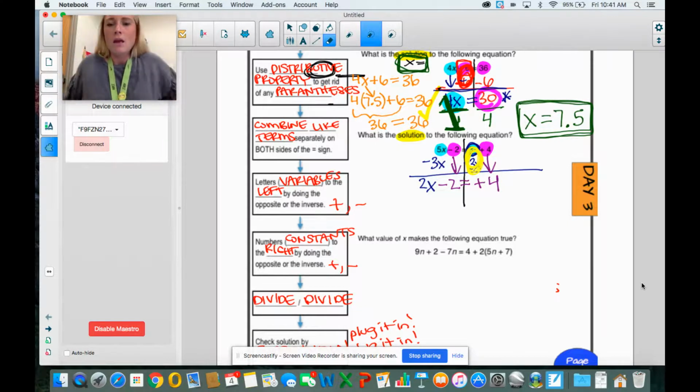If it was me right now, I would completely cover up everything above that blue line because I don't care about it anymore. I'm not looking at that anymore. I have a new expression to look at. Again, I can highlight. There's my variable. Here's my constant.